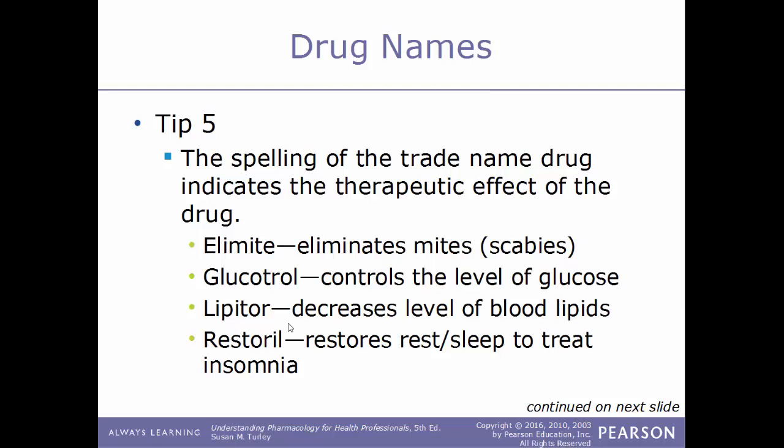The Elamite eliminates mites, or scabies. Glucotrol controls levels of glucose. Lipitor decreases levels of blood lipids. Restoril restores sleep to treat insomnia. So you are restoring sleep.